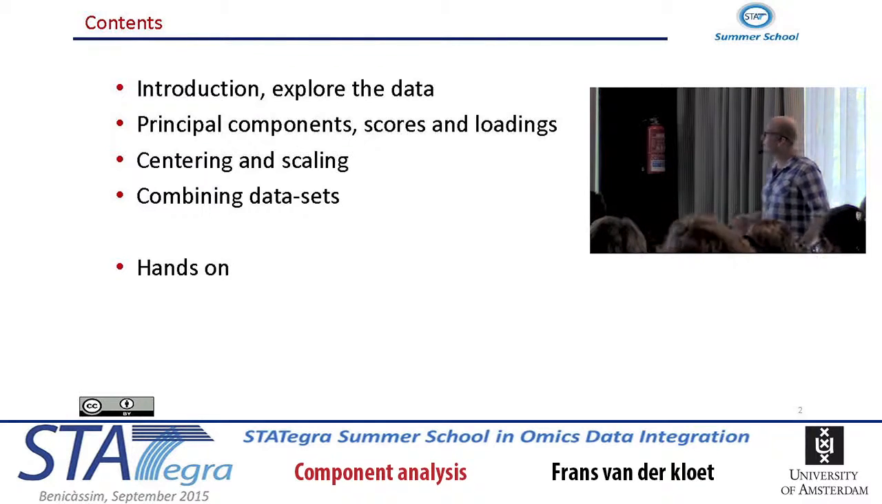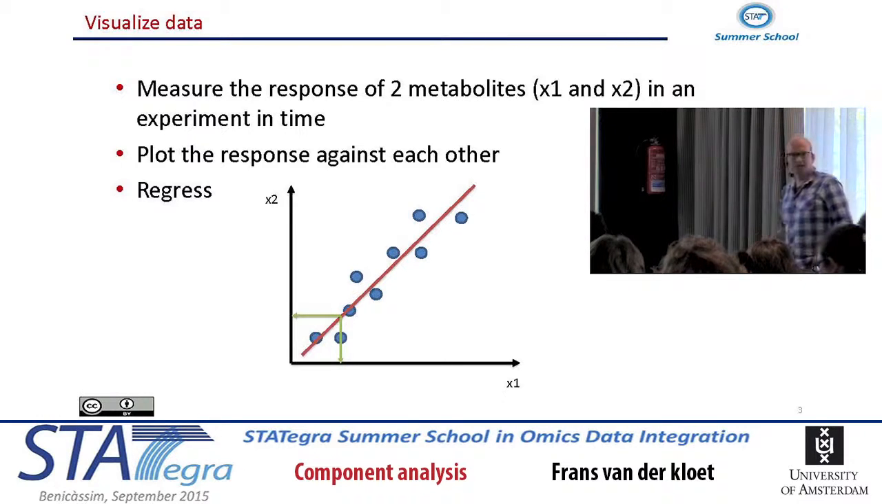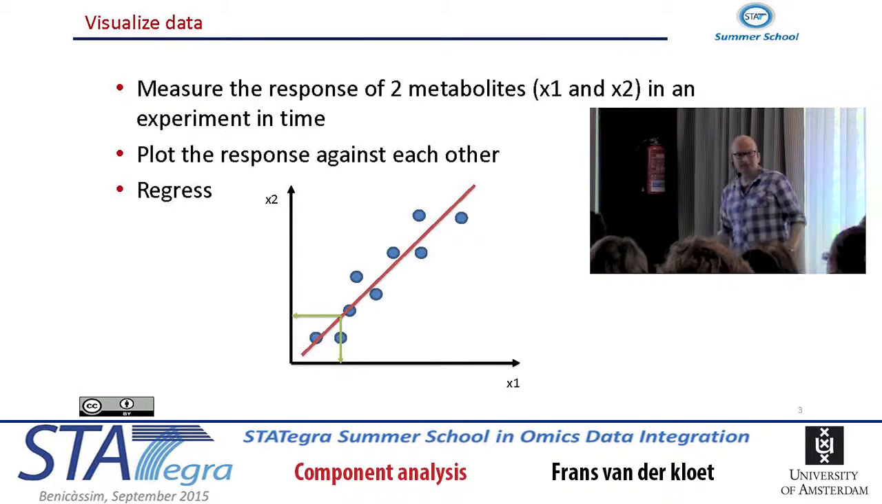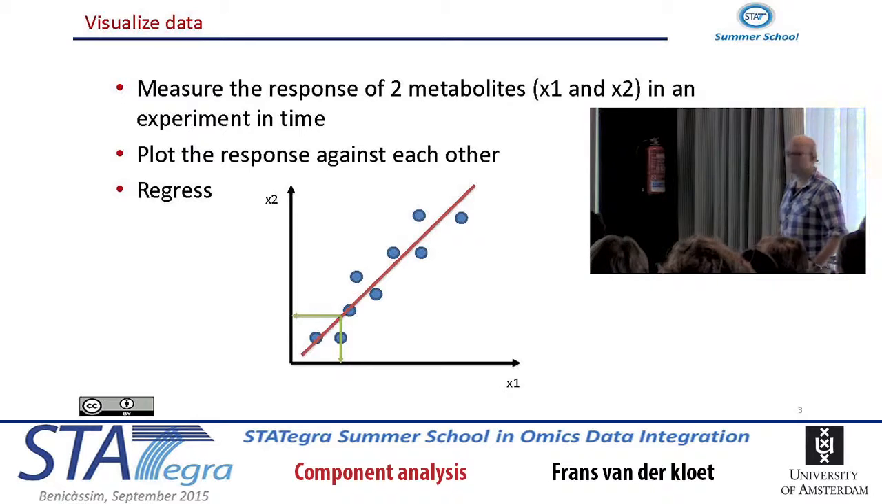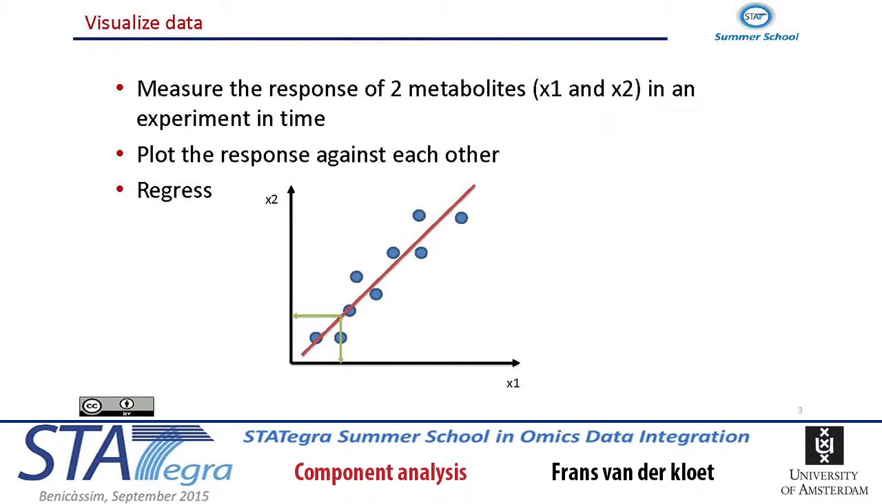So if we start to explore the data, what do we first do? Well, usually we visualize the data. If we have 2 metabolites, for example, x1 and x2, in an experiment in time, we can plot the response against each other, and it seems like this, and it's nice. And we can regress. We can do whatever we want with it, but it seems very trivial, and we can look, hey, is there a relation? What would be a line there?